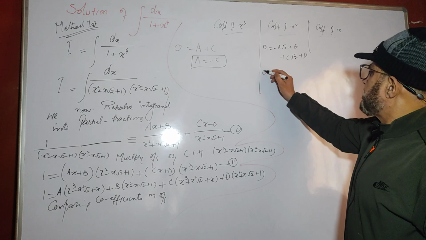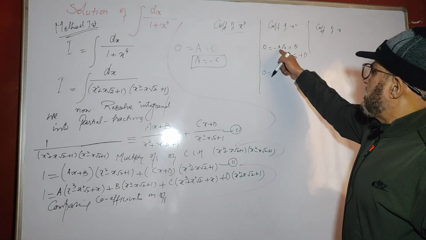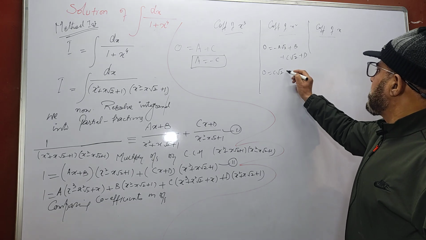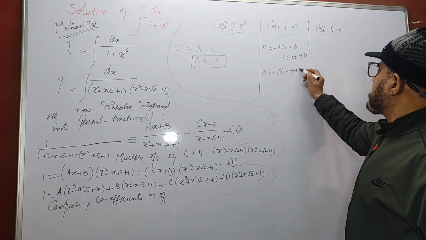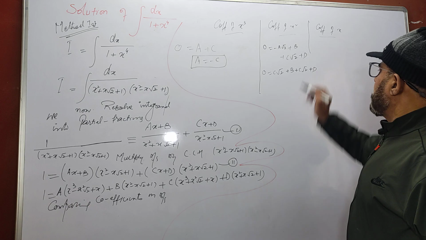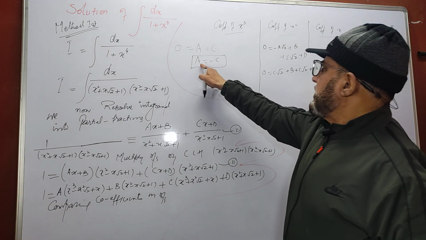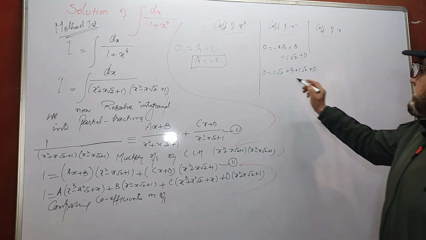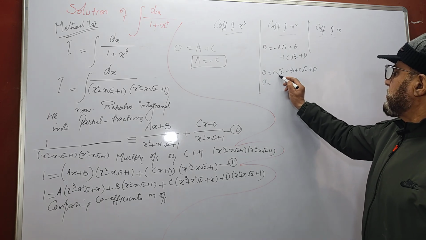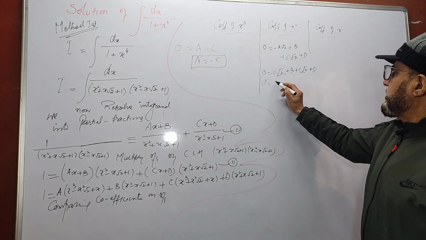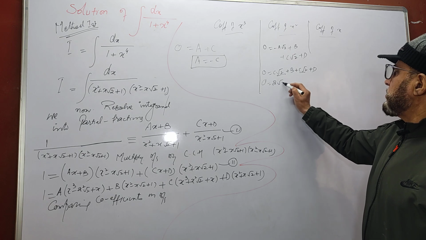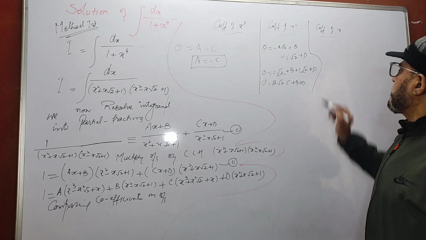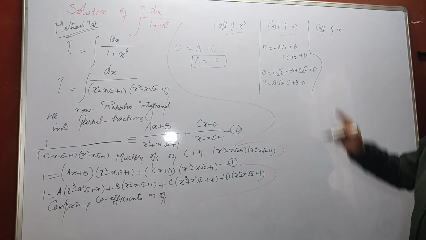This is 0 is equal to, when I use a is minus c, this will be c root 2 plus b plus c root 2 plus d. What I did here, I replaced this a by minus c, this becomes plus c. Now this is 0 is equal to, this and this get added, it is 2 root 2 c plus b plus d. Okay, now we have coefficient of x here.